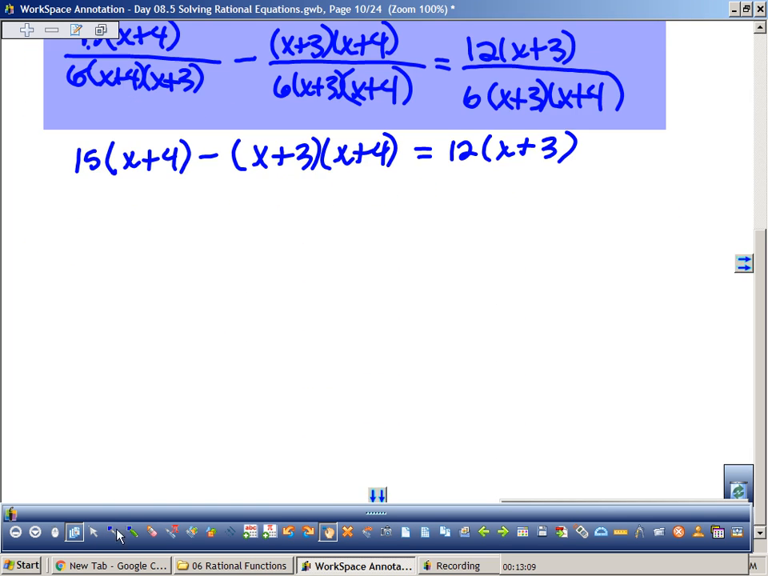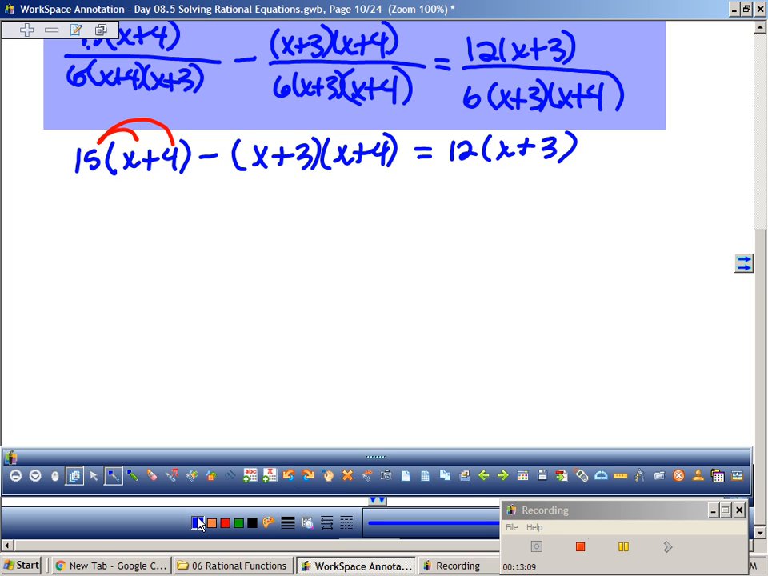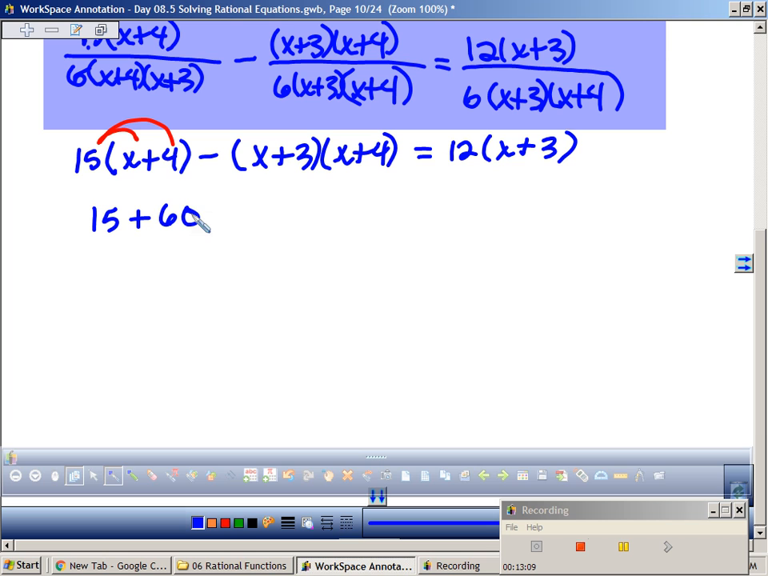Okay. So I'm going to distribute first. So 15 distributed is 15x plus 60. I don't want to deal with a subtraction sign right now. I don't want to distribute that because I've got some foiling to do. It's kind of ironic. What did we start doing in the very beginning of this problem? Factoring, right? And then at the end, we got to foil. So we got to undo what we started with. You're repeating a process in reverse.